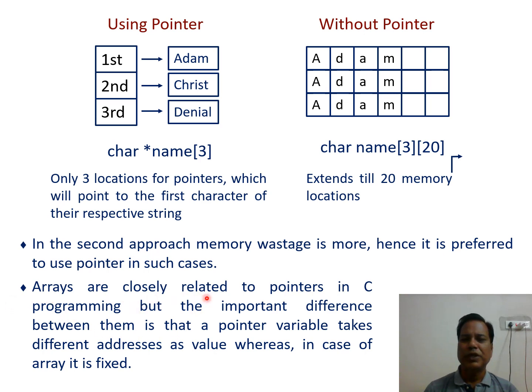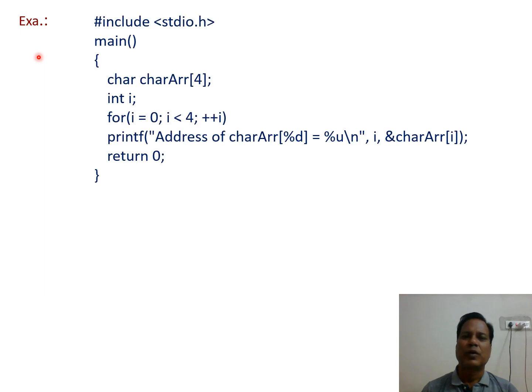Arrays are closely related to pointers in C programming, but the important difference between them is that a pointer variable takes different addresses as value, whereas in the case of an array it is fixed. Let us see the example program.